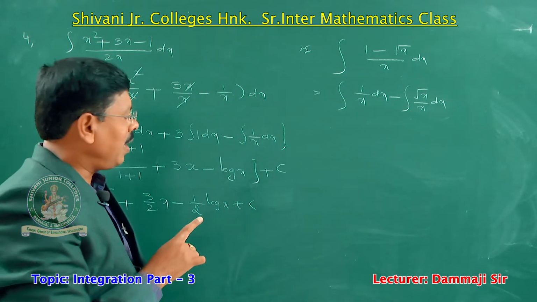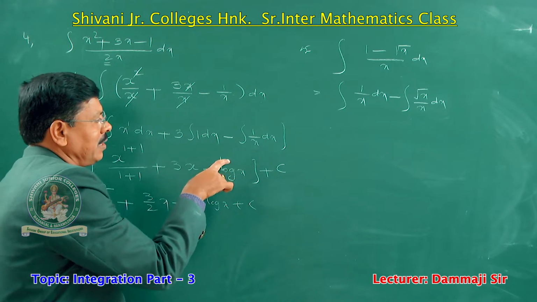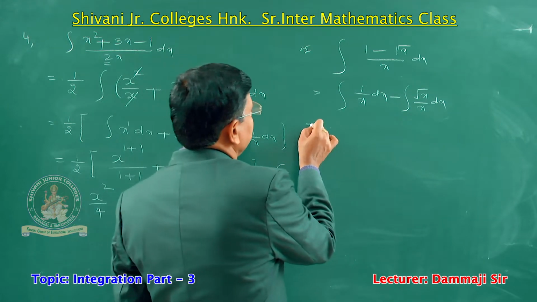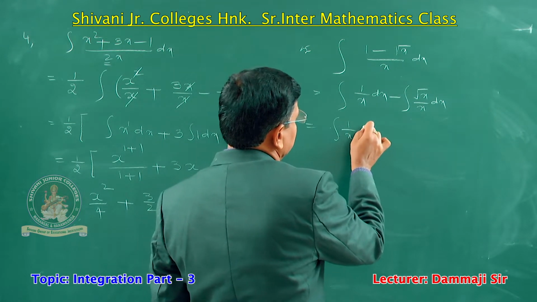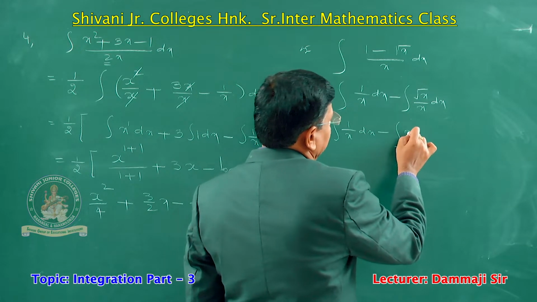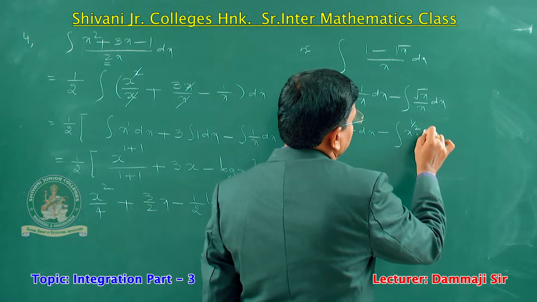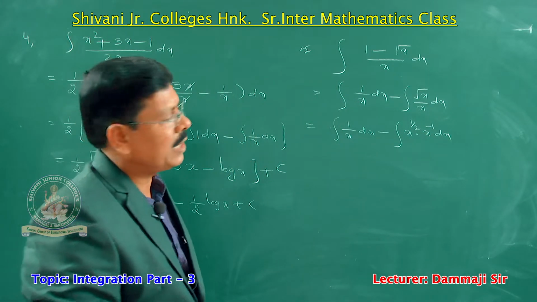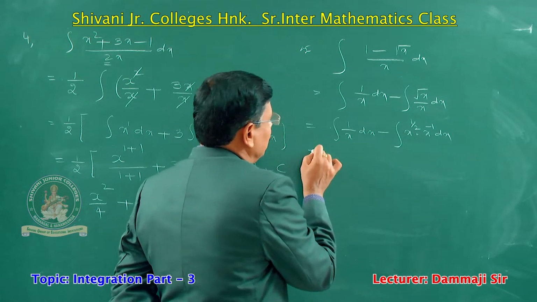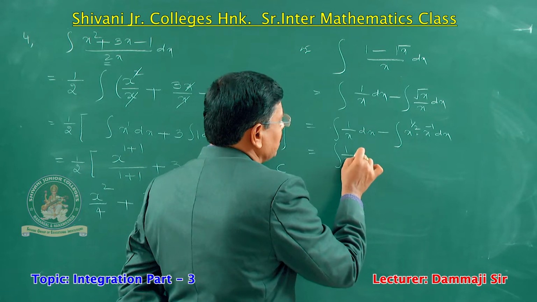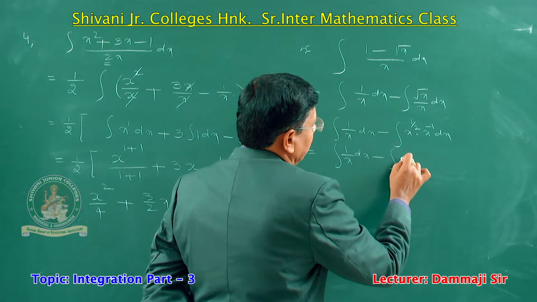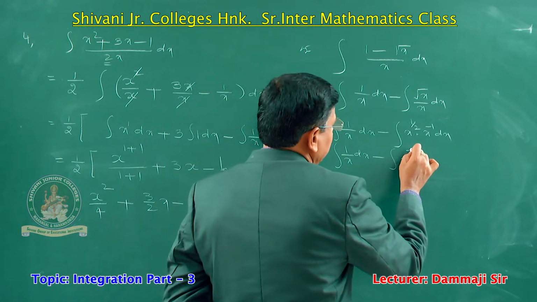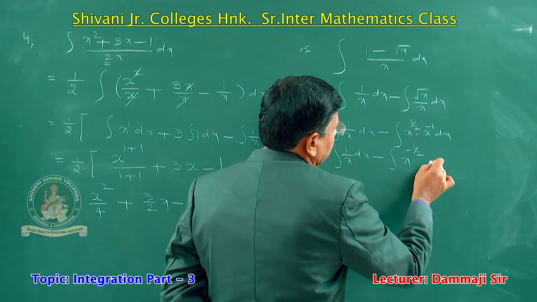What about the first term? Already you know that the integral of 1 by x results in log x. What about the second term? We can simplify that. The simplification is an algebraic process: x power 1 by 2 into x power minus 1. By using simplification, x power 1 by 2 minus 1 is nothing but x power minus 1 by 2 dx.